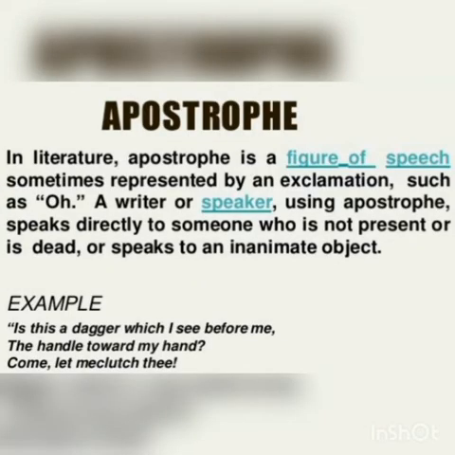Apostrophe. In literature, apostrophe is a figure of speech sometimes represented by an exclamation, such as "oh." A writer or speaker using apostrophe speaks directly to someone who is not present or is dead, or speaks to an inanimate object. Example: Is this a dagger which I see before me, the handle toward my hand? Come, let me clutch thee. You can find an exclamation mark over here.